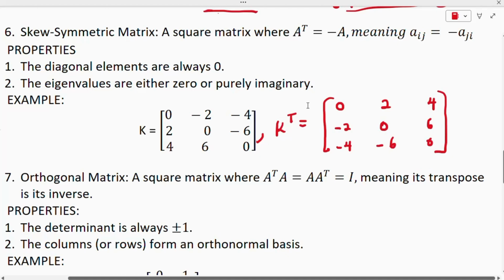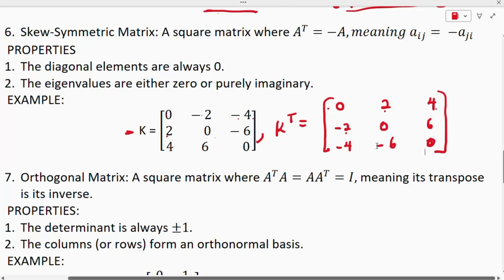Now let's simply check if this is correct. Let's simply multiply this matrix with negative. If you multiply negative times 0, it gives us 0. Negative times negative 2 is positive 2. Negative multiply negative 4 will give us 4. Negative multiply 2 is negative 2. Negative multiply 0 is 0. Negative multiply negative 6 will give us 6. Negative multiply 4, negative 4. Negative multiply 6, negative 6. Negative multiply 0 will also give us what?